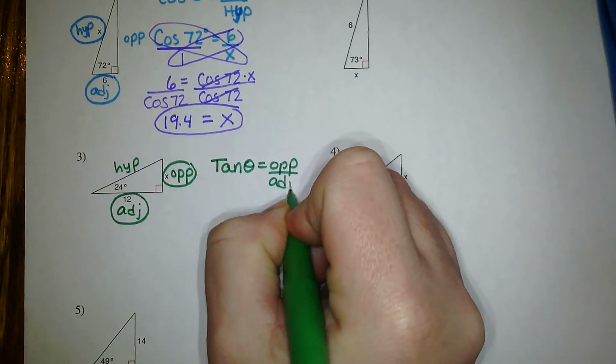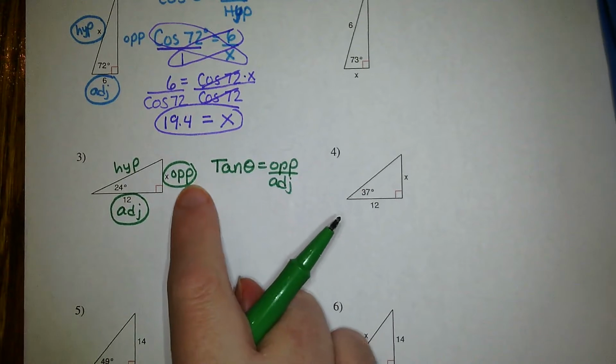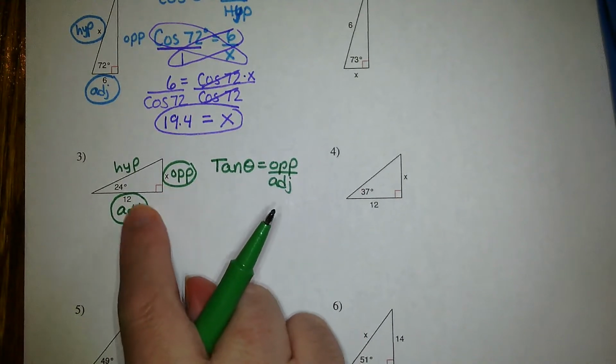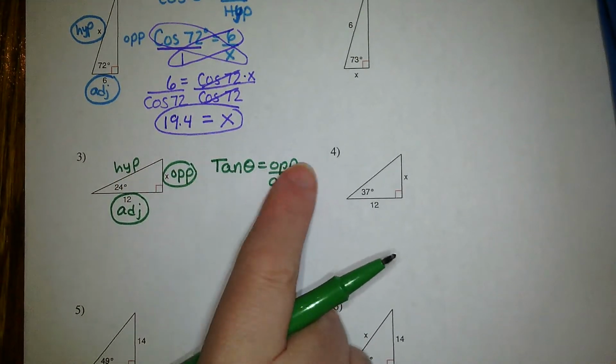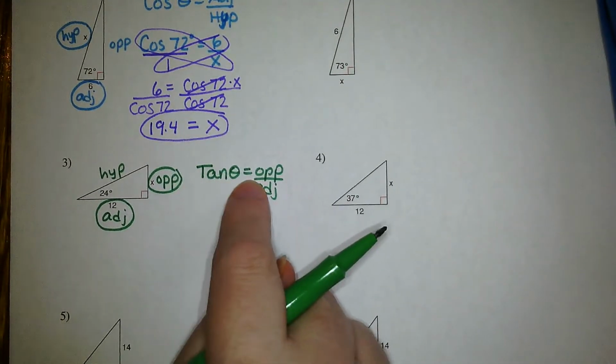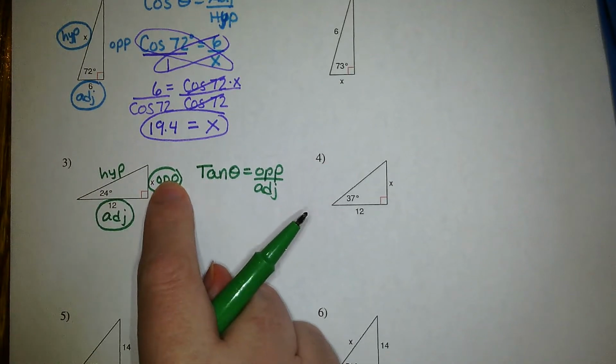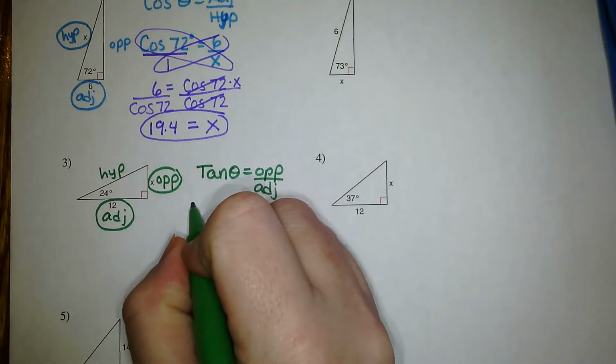This is my template that I would use to fill in. So again, I got tangent because I know that I have an opposite and adjacent side. My hypotenuse doesn't have any information, and this is the only one without a hypotenuse. I'm going to plug in my theta, which is 24 degrees. I'm going to plug in my opposite and my adjacent now.